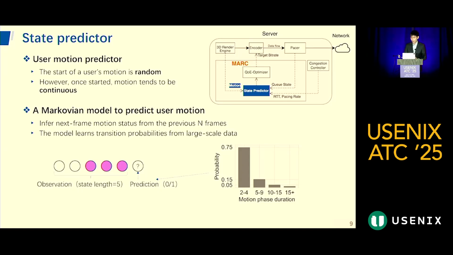In addition to motion, the predictor also forecasts network conditions. It simply uses recent historical values for round-trip time and pacing rate from the transport layer, because our measurements show that these are quite stable over a short period.